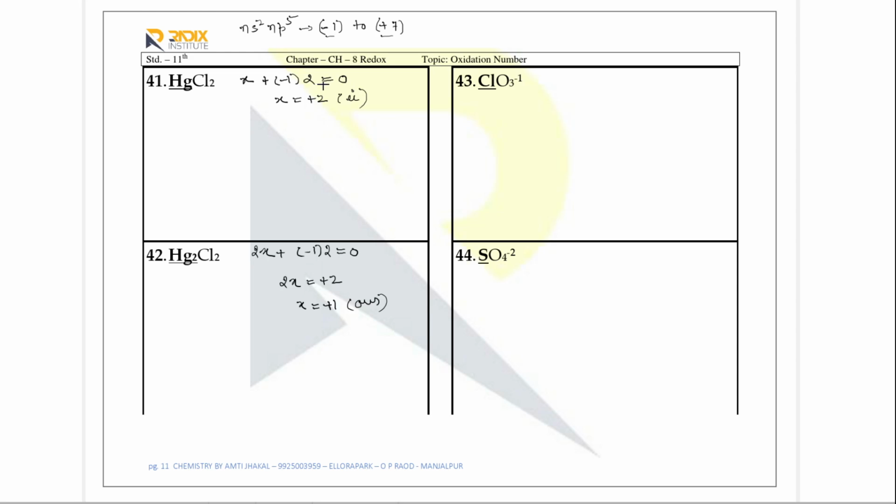See, it's more of a common sense thing. This is mercury, which is a metal. So metal will always be an electron donor. So non-metal has to be an electron acceptor.